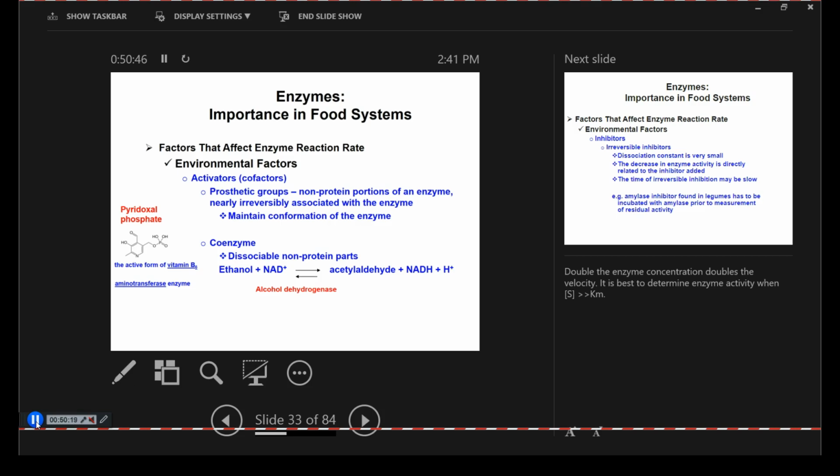And an example here is NAD, which is needed for alcohol dehydrogenase to produce an aldehyde, acetaldehyde, which is a dehydrogenated form of ethanol. Okay, this is another example of a coenzyme, which is an organic coenzyme, where you have the active form of vitamin B6, and the enzyme that needs it is aminotransferase, which can cause deamination or decarboxylation or racemization, or changing or producing anomers.